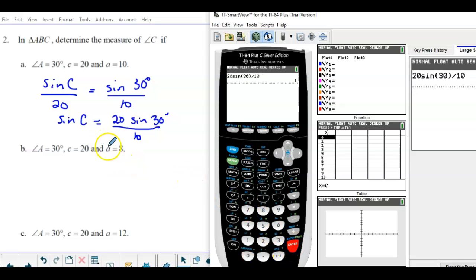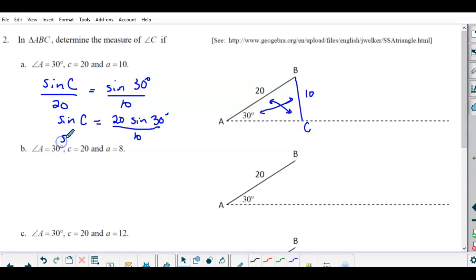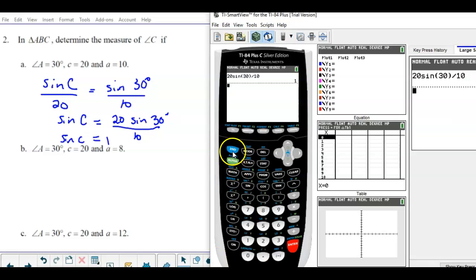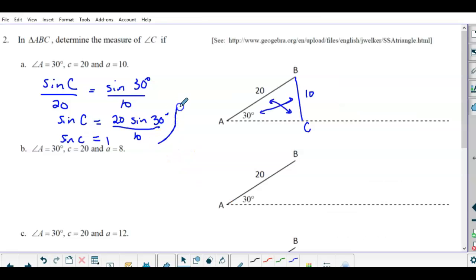Okay, and we get 1. Well, that's interesting. Okay, so now to solve for C, you take the second sine of that ratio, that answer, and you get 90 degrees. Okay, so C is 90 degrees. All right, so this is actually a 90-degree triangle.